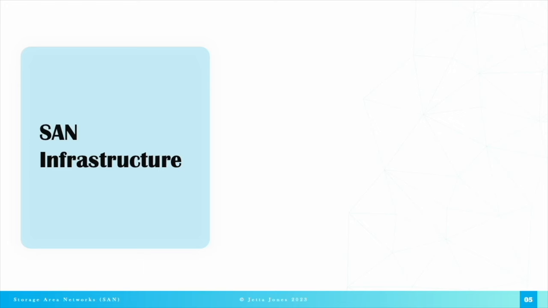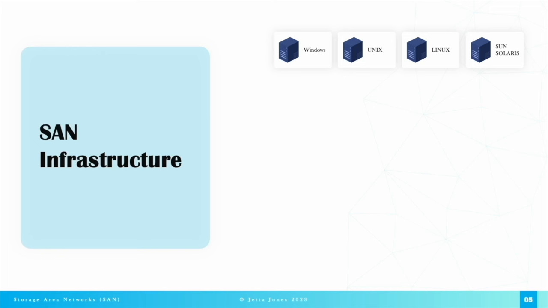So we're going to look at a SAN infrastructure now. So we have multiple servers that are running various flavors of operating systems: Windows, Unix, Linux, Sun Solaris.